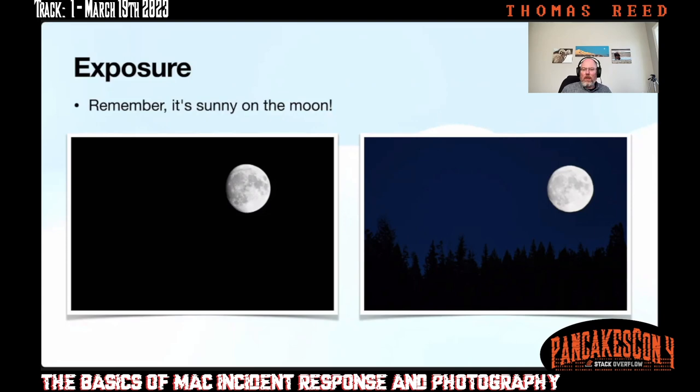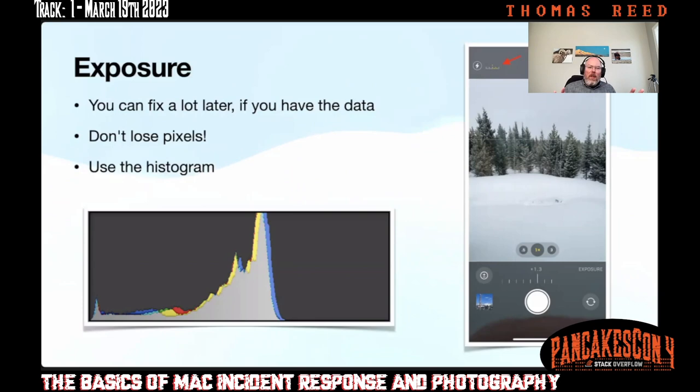Generally speaking, with exposure, you can fix a lot later in an editor if you have the data. That's the problem. There are a lot of things you can do with an exposure where you actually lose data. You actually have really dark pixels that turn completely black, or you have really light pixels that turn completely white. If that happens, there's no way to get that data back.